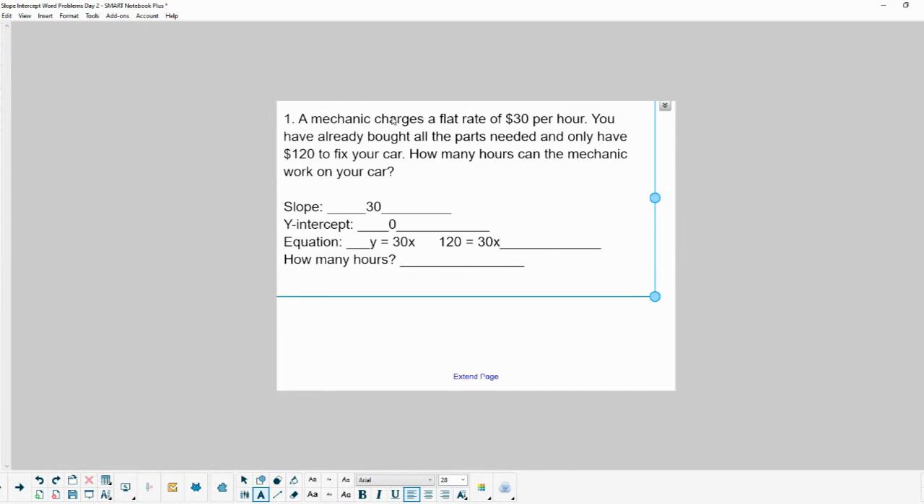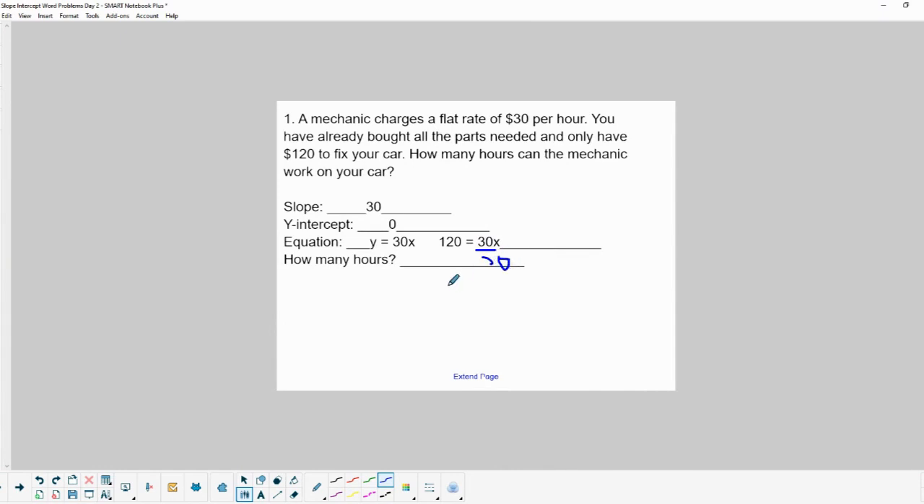When we get to that point in the equation, all we have to do is divide both sides by 30. So 30 divided by 30 is 1. 120 divided by 30 is 4. So you have 4 hours of time with this mechanic if you've got $120 to spend. Okay, let's move on to the next problem.